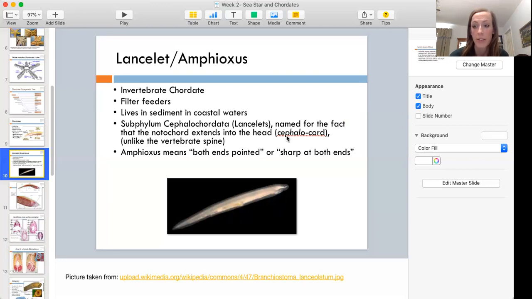Okay, why is it a cephalochordata? So you should answer that. And then amphioxus, I just like to know what the words mean. It means both ends pointed or sharp at both ends. And so you'll see this is our amphioxus. Amphi, both. Oxus refers to being kind of pointed. All right, so this is what it looks like, which makes sense based on that name.